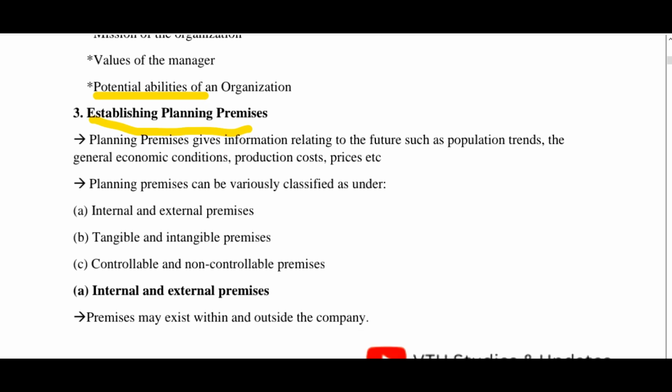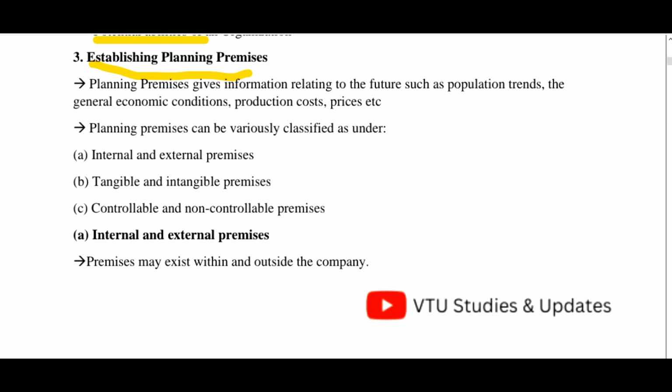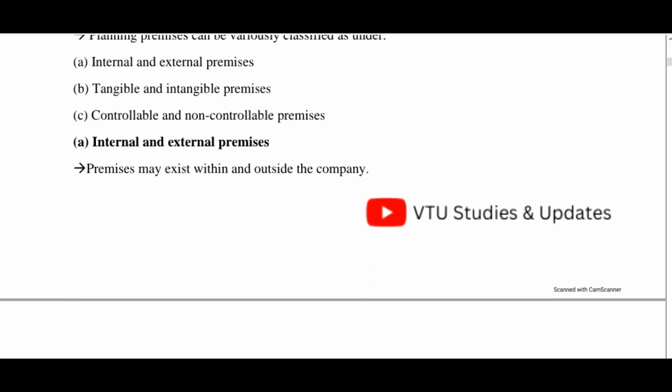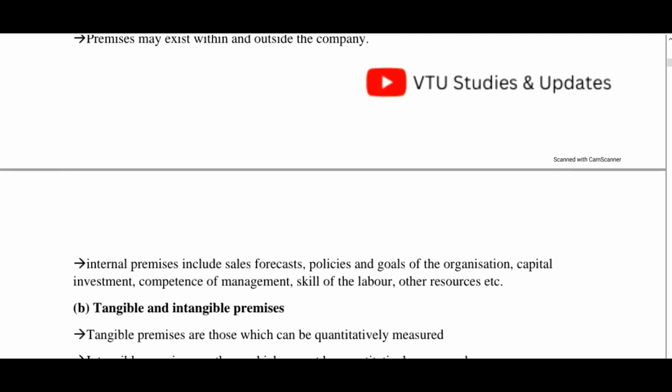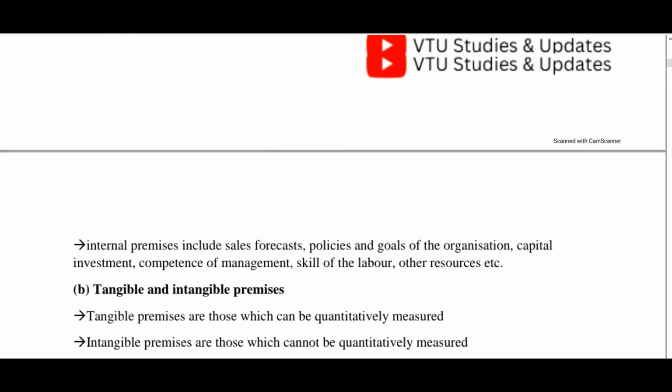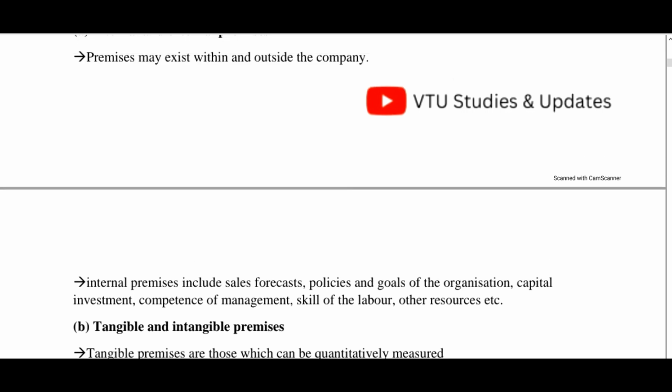Planning premises are classified into three types: internal and external premises, tangible and intangible premises, controllable and uncontrollable premises. Internal premises are those that exist within the organization. Internal premises include sales forecast, policies, goals, and organization of the company.